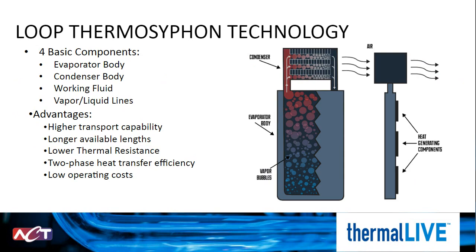There are 4 basic components of a loop thermosyphon: the evaporator body, or the hot zone, the condenser body, or the cool zone, the working fluid, and the vapor and liquid lines. It's important to note that unlike a heat pipe, the thermosyphon does not have a wick. So all of the pumping power to return the liquid back to the hot spot comes from the gravity head dictated by the design. This means that in order to have a successful loop thermosyphon design, your evaporator zone, or hotspot, must be gravitationally below the condenser.